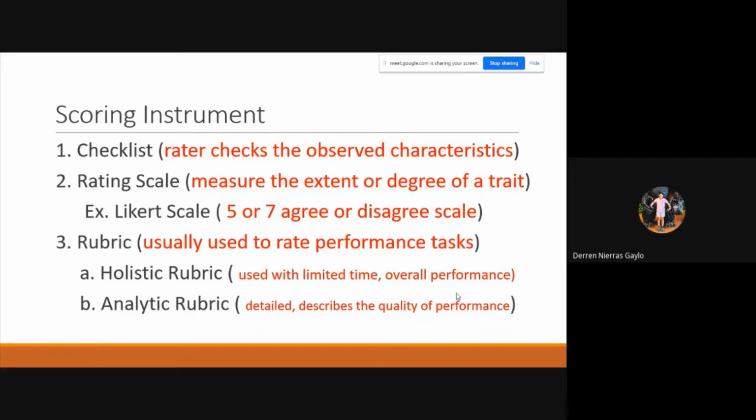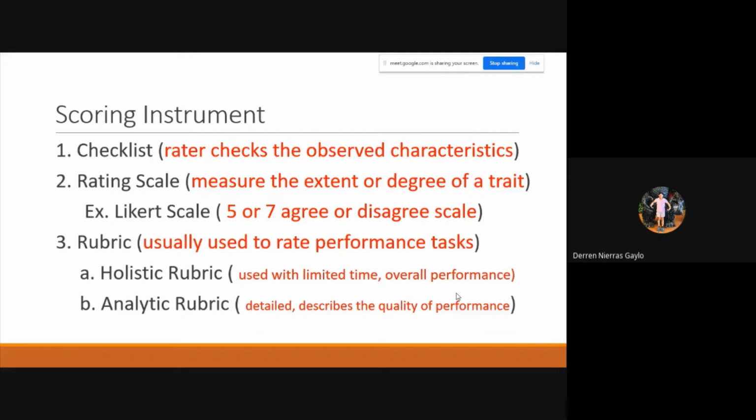Second is rating scale. The rating scale measures the extent or degree of a trait. Example, if you have a Likert scale, usually have 5 or 7 agree or disagree scale. Like you have strongly agree, strongly disagree, agree, disagree, and then neutral, something like that. And number three, rubric. It's usually used to rate the performance tasks. So performance tasks are usually rated using rubrics.